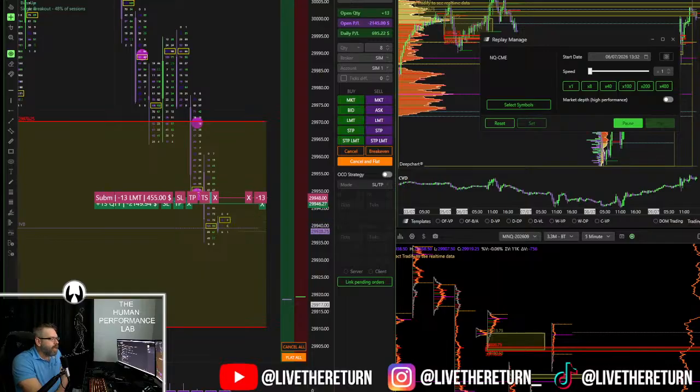Let's see if we get hit. I don't think so. I think we're going to come down and break this low and continue down. There's a buyer stepping in. There's resistance. Back to the entry. In with 13. We were down 1,500, 1,700, 1,800 at one point.